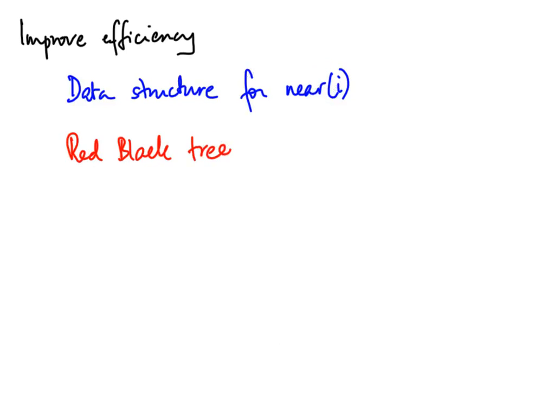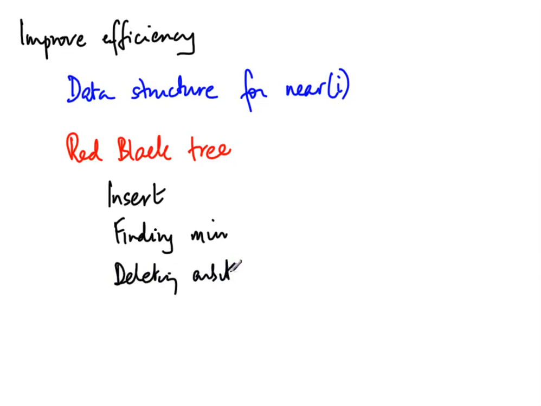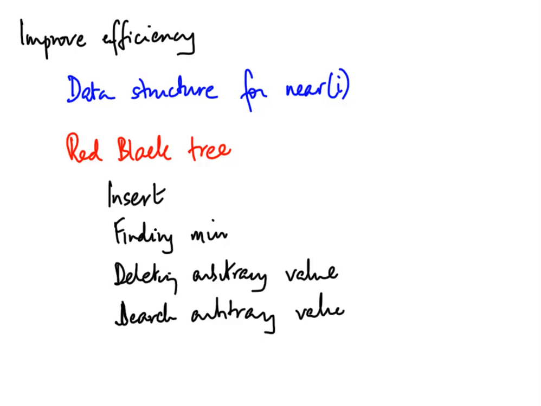And what this red-black tree typically allows is insert, finding the minimum, deleting an arbitrary value, and searching for an arbitrary value. These are the general properties of a red-black tree, and all of these can be done in time logarithmic in the size of the tree.